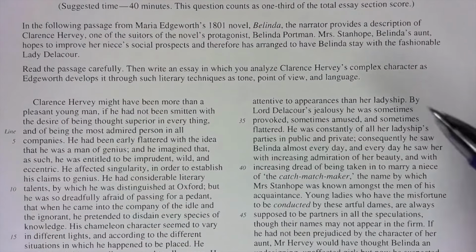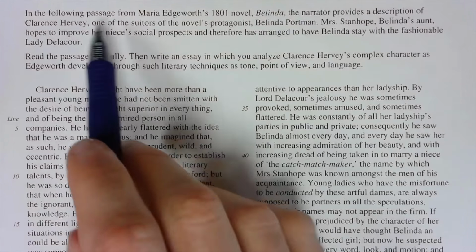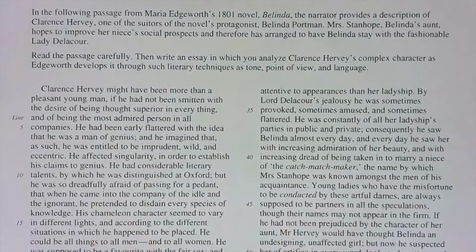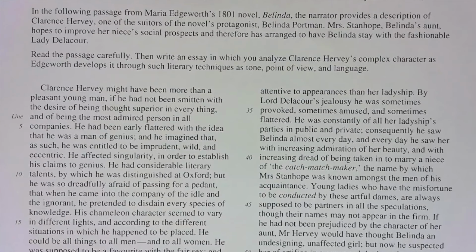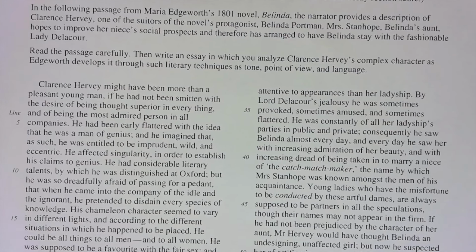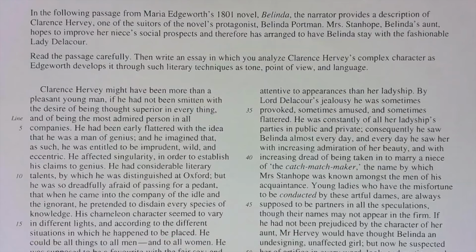All right, one of the first things we have to do is deconstruct the prompt a little bit. So in the following passage from Maria Edgeworth's 1801 novel Belinda, the narrator provides a description of Clarence Hervey, one of the suitors of the novel's protagonist, Belinda Portman. Mrs. Stanhope, Belinda's aunt, hopes to improve her niece's social prospects and therefore has arranged to have Belinda stay at the fashionable Lady Delacour. Read the passage carefully and then write an essay in which you analyze Clarence Hervey's complex character as Edgeworth describes it through such literary techniques as tone, point of view, and language.